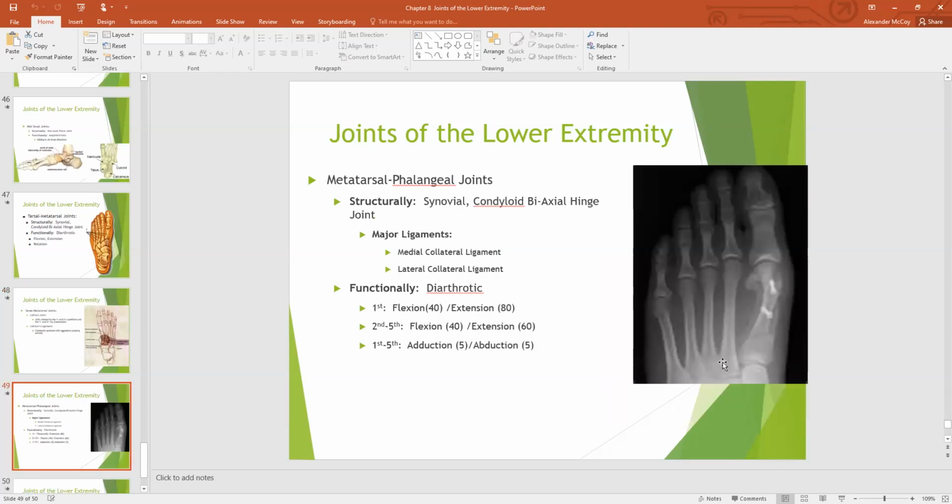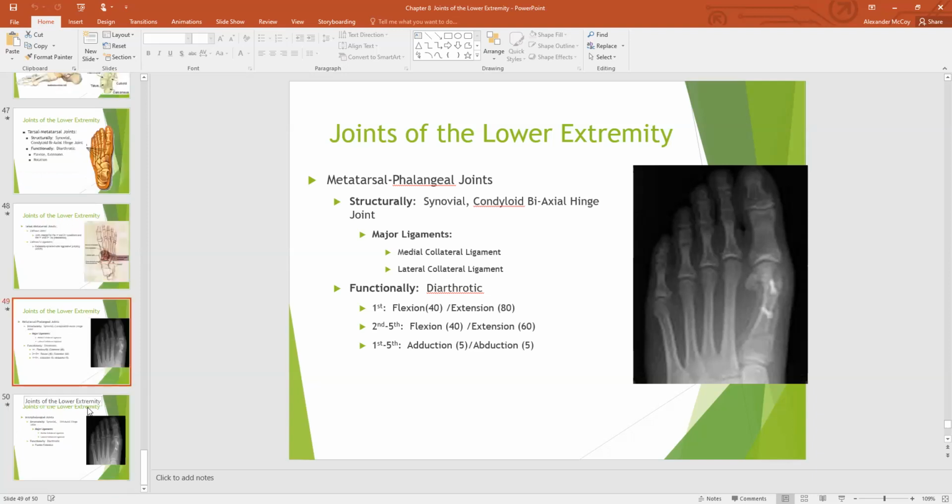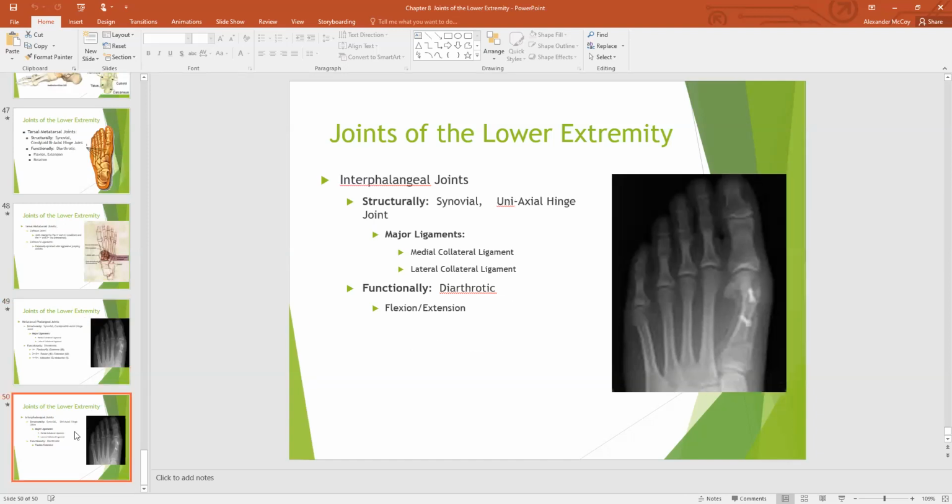And then of course you have where these long rays meet your little guys, the MTPs and PIPs. These are synovial, biaxial hinge. You have a medial and lateral collateral ligament here. And then it's diarthrotic. Last but not least, here's your PIP, basically where you go up into your little toes. Uniaxial, medial and lateral collateral ligament, and then they're diarthrotic.